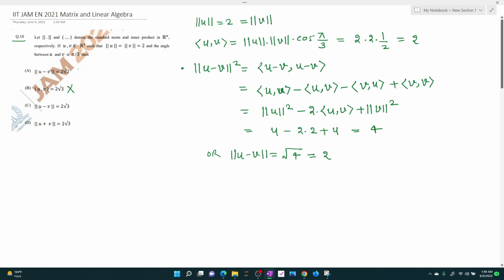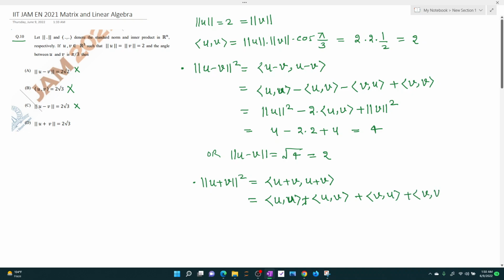So option A is not correct, option C is not correct. D is the only remaining option, so this is correct, but let's find the norm of u plus v. Again, we will use the same pattern. Instead of the norm of u plus v, we will find the norm of u plus v whole square, which is the inner product of u plus v and u plus v. This can be written as the inner product of u with u plus the inner product of u and v plus v and u plus v and v.